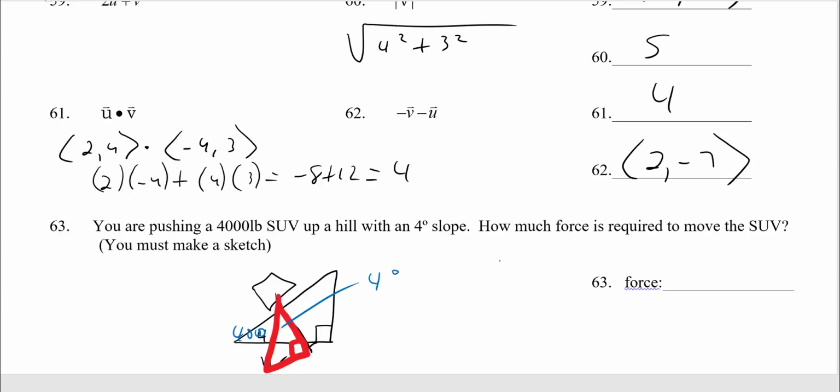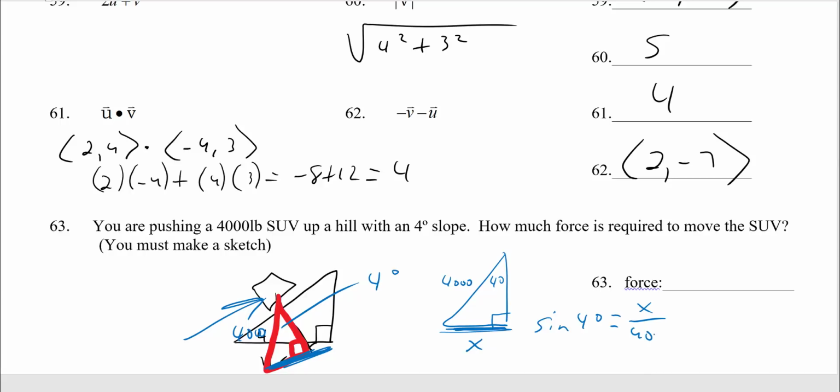So if I redraw that triangle here, the hypotenuse is the 4,000, and this is 4 degrees, and you're looking for this force. This right here is this right here. So you're looking for the force you're trying to push onto that SUV. I'm going to call this x. It's right triangle trig, but it's just sine. So sine of 4 degrees equals opposite over hypotenuse. Cross multiply, and you get x is equal to 279.03 pounds. And that's your force.